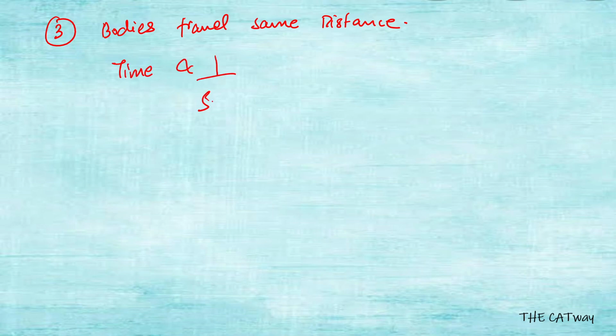Now, bodies travel the same distance. Now when bodies are traveling the same distance, then time is inversely proportional to speed. Okay, time is inversely proportional to speed. That means if the time increases, the speed will start decreasing.